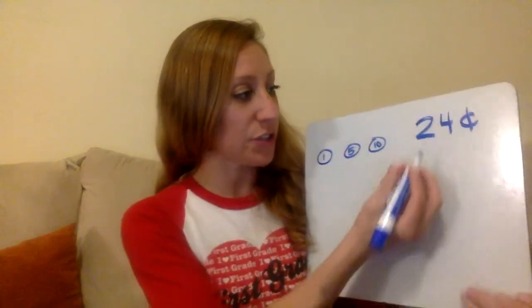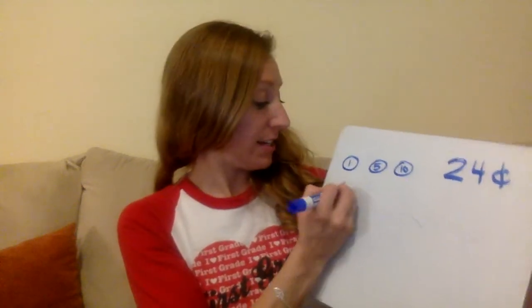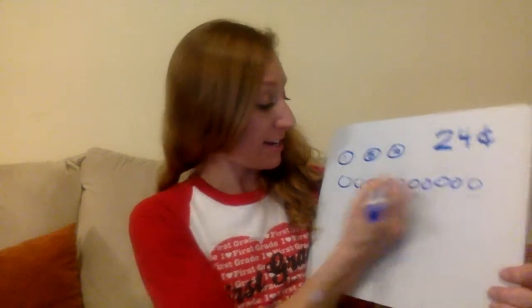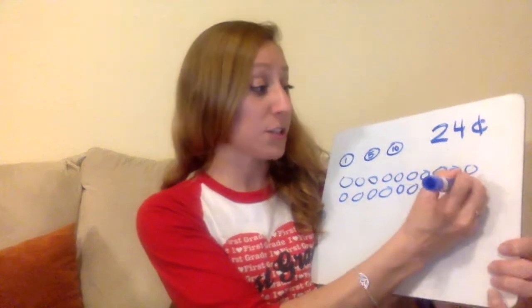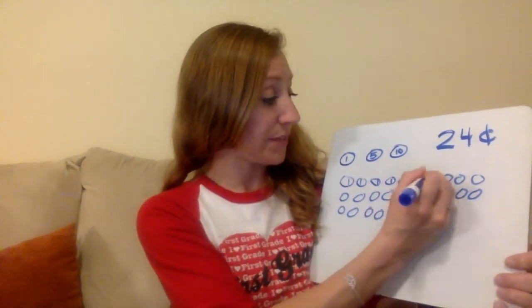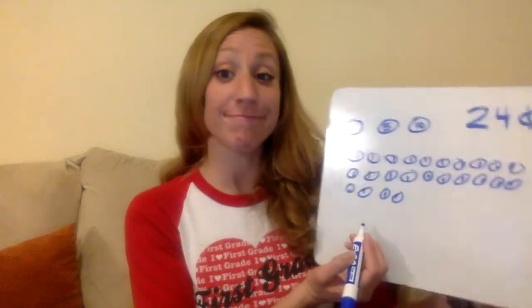So I could show this by drawing 24 pennies. 1, 2, 3, 4, 5, 6, 7, 8, 9, 10, 11, 12, 13, 14, 15, 16, 17, 18, 19, 20, 21, 22, 23, 24, and put my ones in all of them. That is one way to show 24 cents. That would be a lot of change to have to carry around. So maybe there's an easier way to do it.